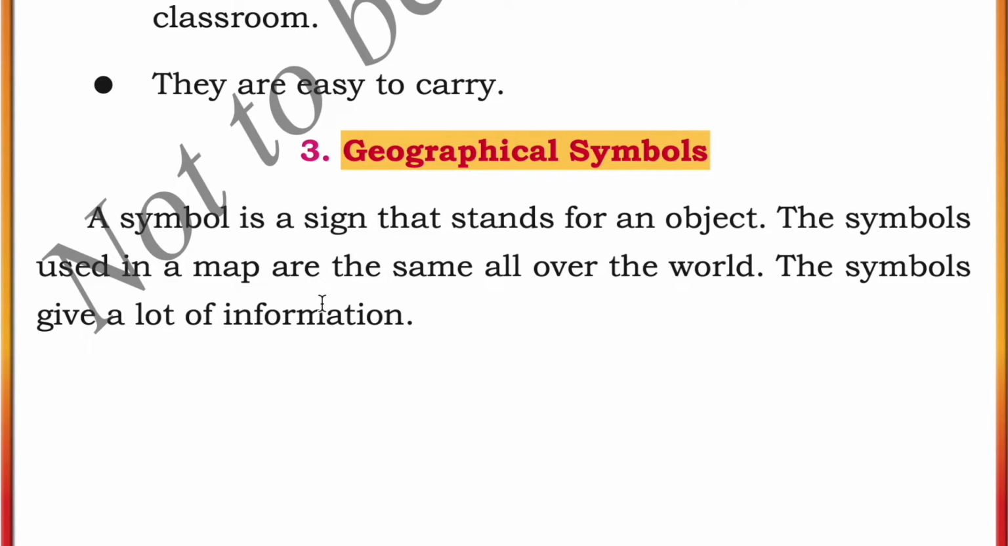The symbols used in a map are the same all over the world. So, this is called a convention. Whenever something is widely followed and it is known all over the world, then using the same thing helps avoid any ambiguity or confusion. So, the geographical symbols give us a lot of information.